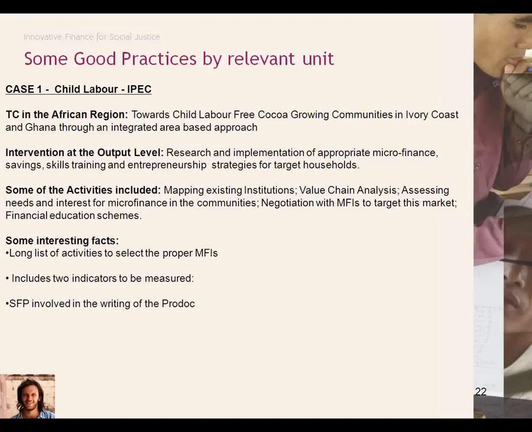So when I was looking at the product of this intervention, I saw an outcome that was targeted households in cocoa growing communities will have enhanced sustainable livelihoods. So then I was looking for the social finance specific mention, and I found this at the output level, and it was the research and implementation of appropriate microfinance savings, skills, trainings, and entrepreneurship strategies for target households.